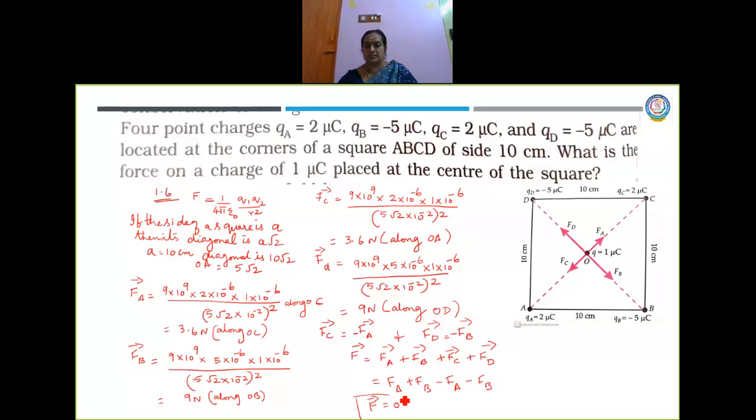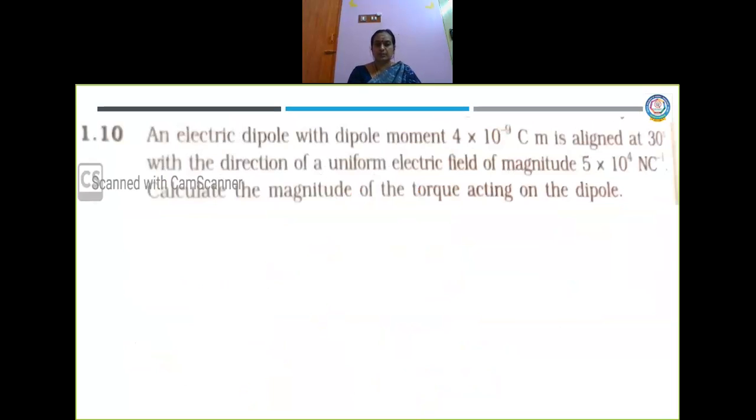Look at the question once again. The question is, what is the force on the charge of 1 microcoulomb placed at the center of the square? So what is the net force acting here, children? The net force acting here is 0. Hope you would have understood this sum properly. Okay. So let us move on to the second one.